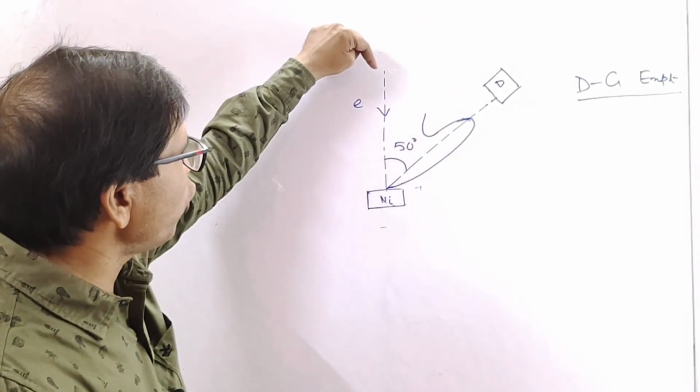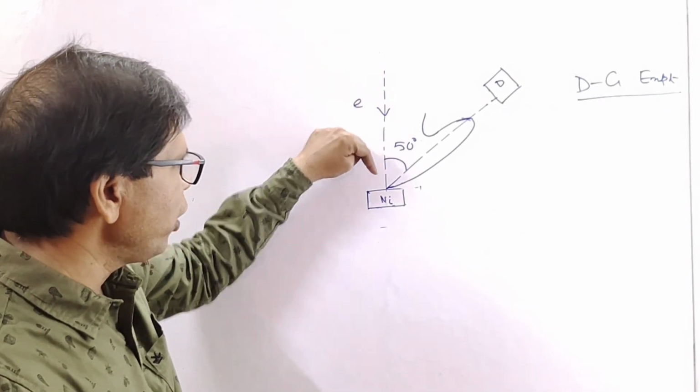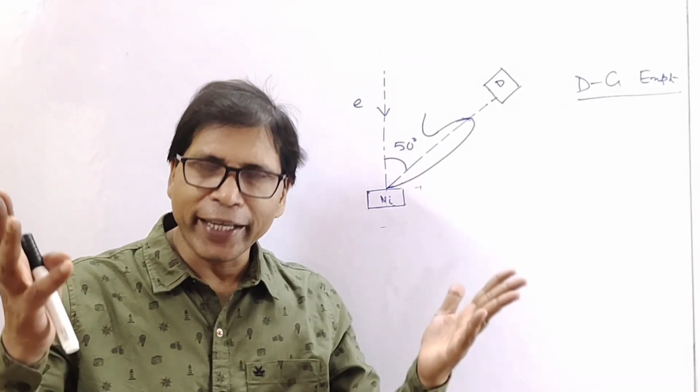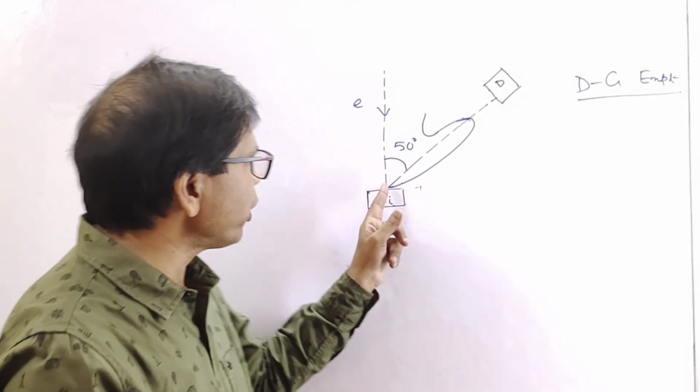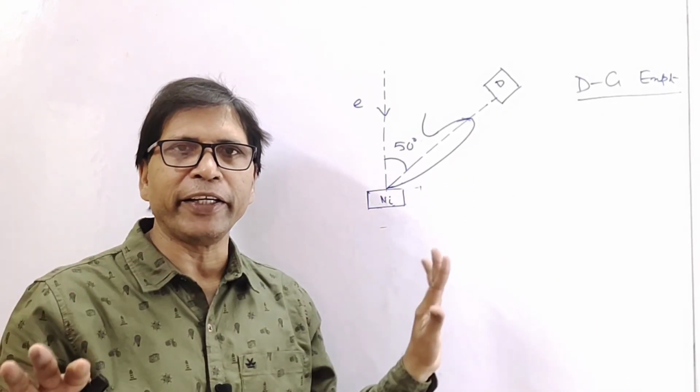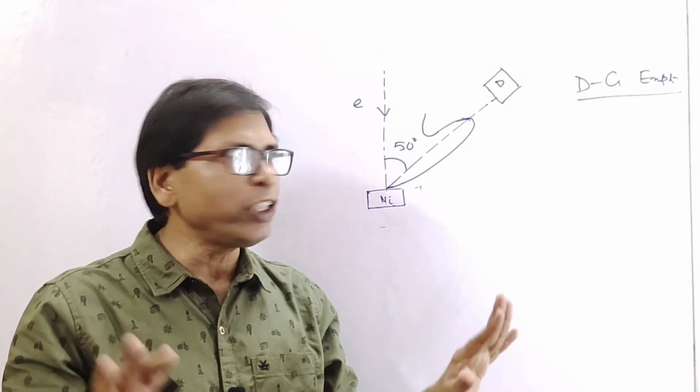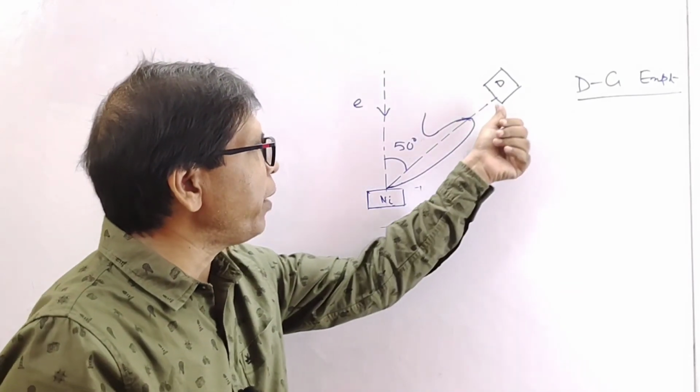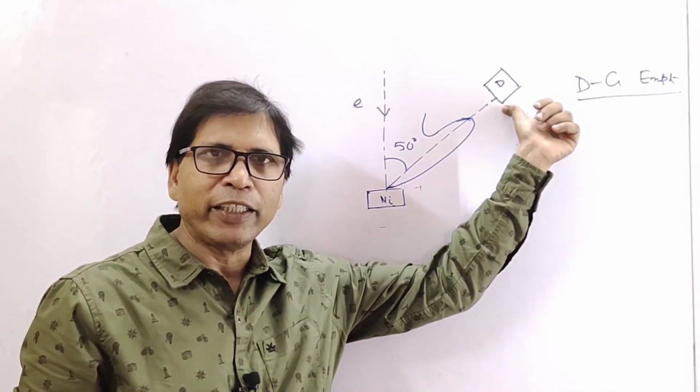Next, the Davisson Germer experiment to prove the matter wave. Look at this, an electron beam is incident on a nickel crystal from a cathode. This electron beam is scattered in different directions. The intensity of scattered electrons is measured by a detector D.